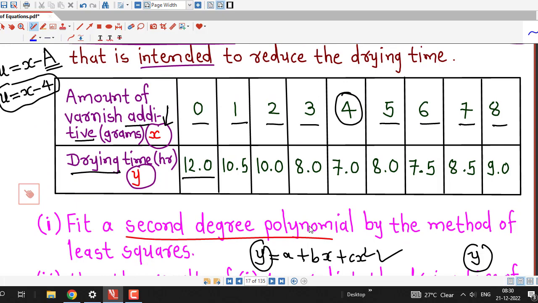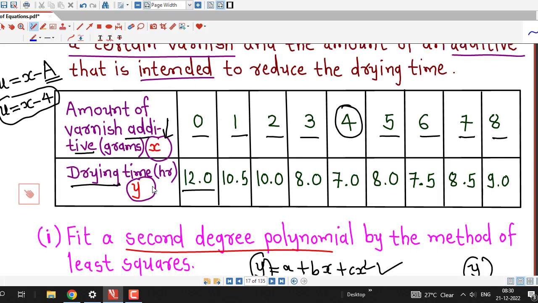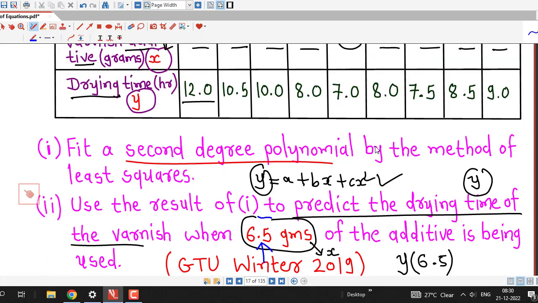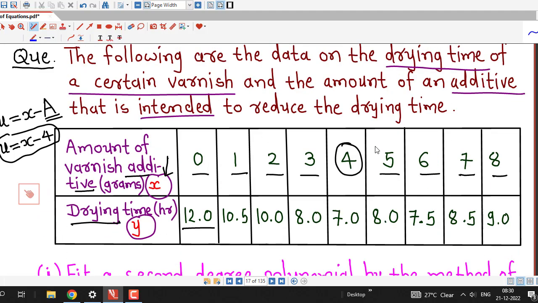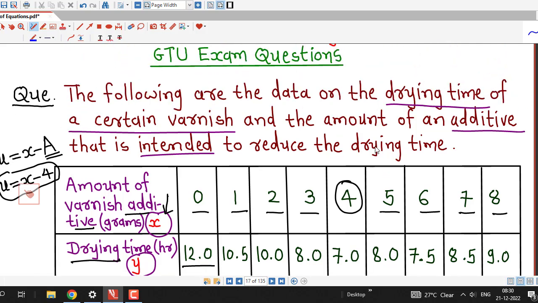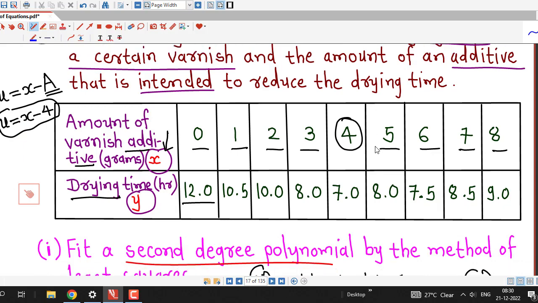So in this way we can solve this type of real life problems by considering this curve fitting concept. Here we are asked to find out the drying time in hours for x equal to 6.5 grams. If the additive which is used is 6.5 grams, then what will be the corresponding drying time? So we can predict the drying time of the varnish whenever we are given some amount of additive that is used for this varnish. So we can solve this type of problems using this concept of fitting of curves.